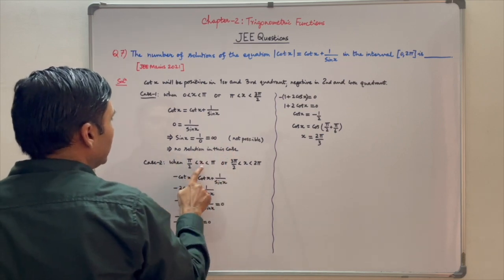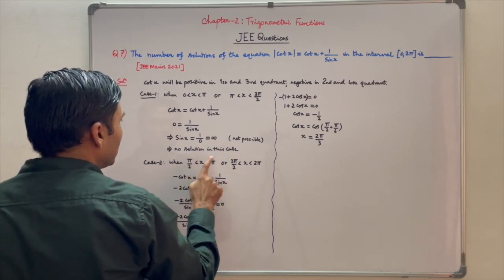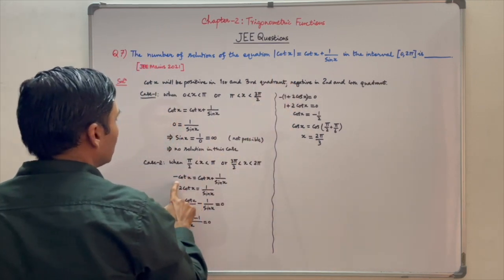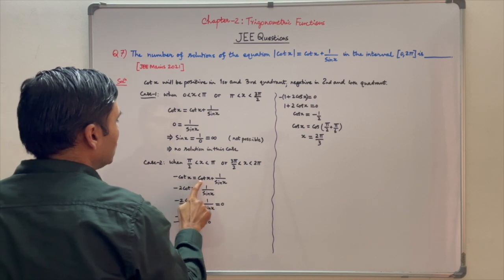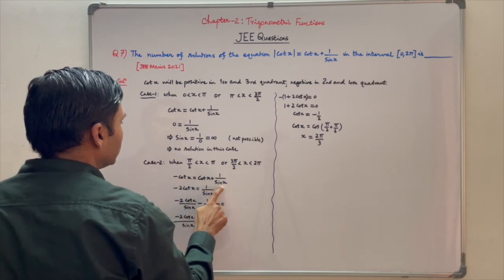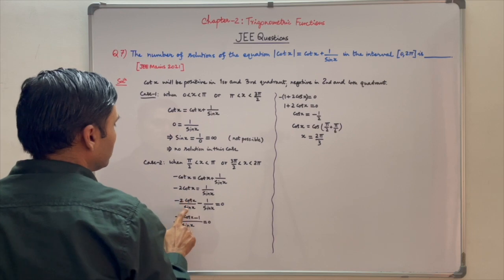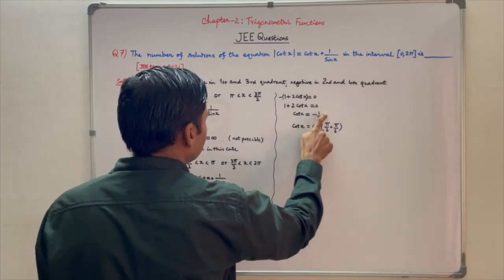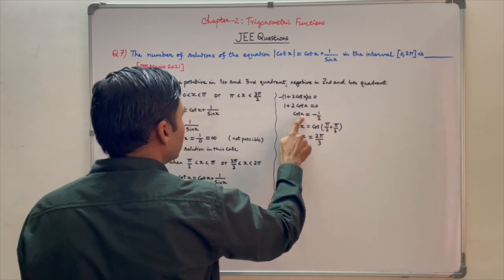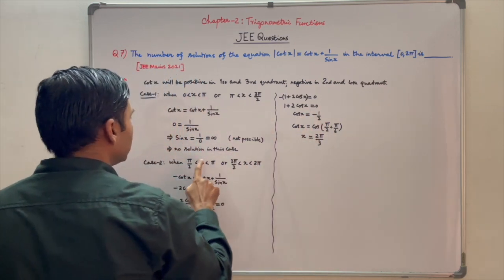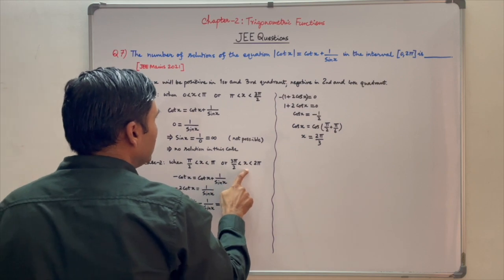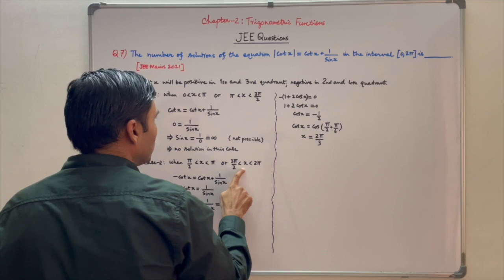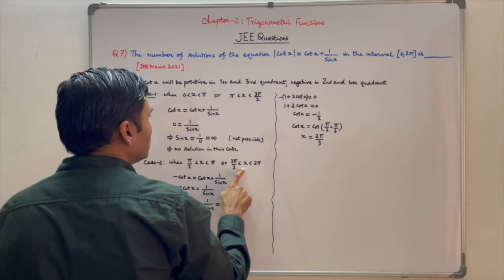Second case: when x is in the second quadrant or the fourth quadrant, then |cot x| is equal to minus cot x. So minus cot x = cot x + 1/sin x. Cot x can be written as cos x/sin x. So this gives cos x = minus 1/2. We are considering that x can be either in the second or fourth quadrant. Cos x is negative, so x cannot be in the fourth quadrant.